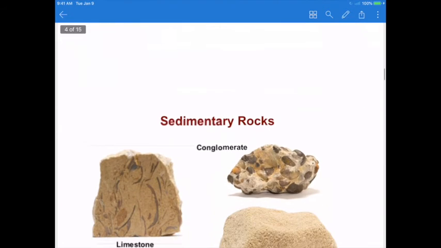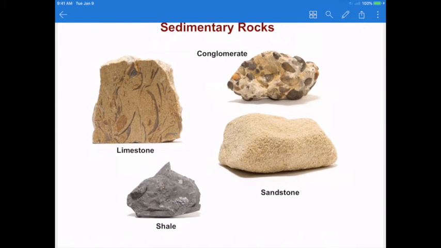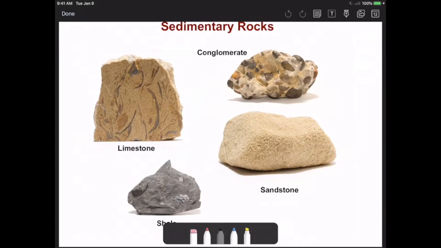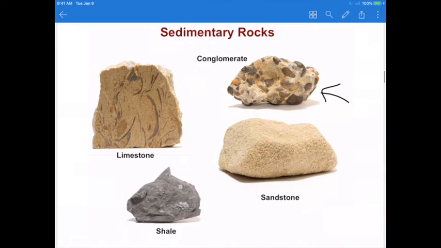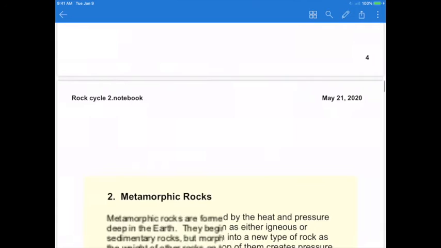All right, so there are a couple different types of sedimentary rock. You have limestone, conglomerate, shale, sandstone. And if you look at conglomerate, you can see the big rocks or big pebbles that are in there. They're rounded pebbles. Breccia is another type of sedimentary rock. It looks like conglomerate, but the different pebbles and rocks inside have sharp edges, not round edges.